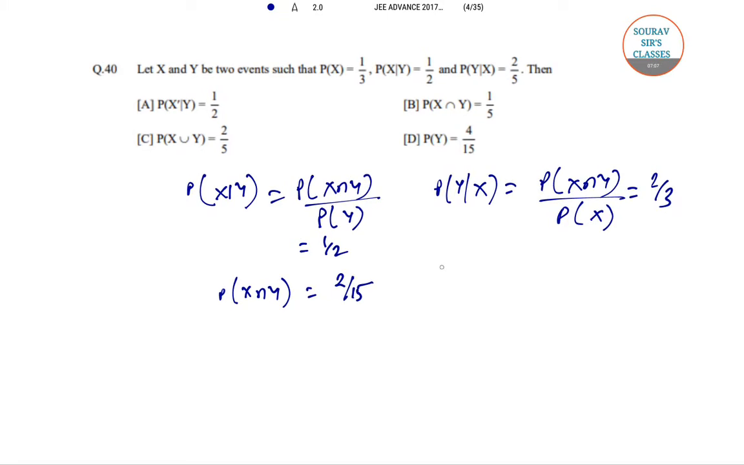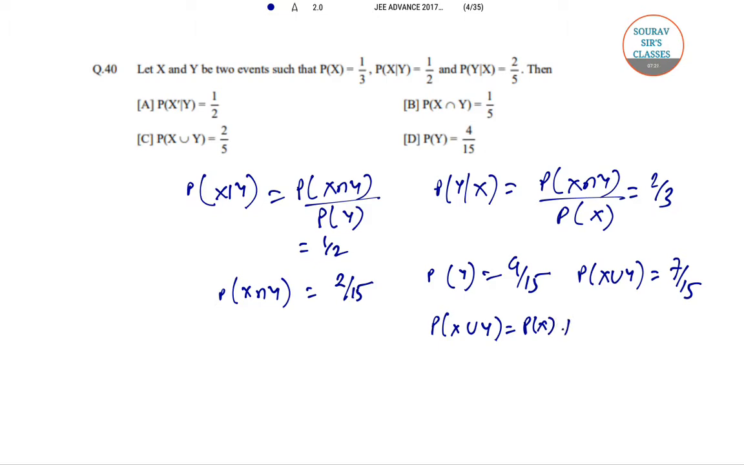Now P(Y) equals 4/15 from this, and P(X union Y) will be 7/15, utilizing the formula: P(X union Y) is P(X) plus P(Y) minus P(X intersection Y).